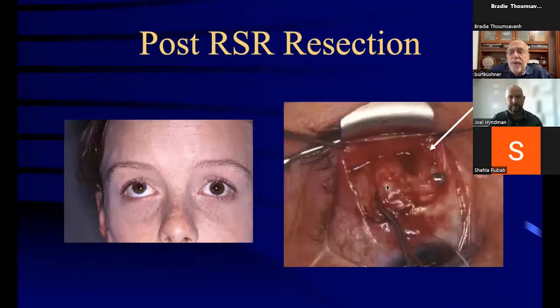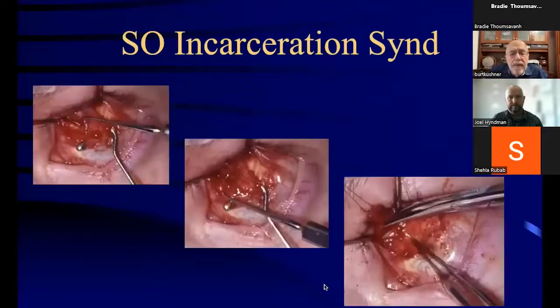Here's the superior rectus, and here's the superior oblique scarred into the superior rectus insertion. See, as you resect the superior rectus, as you drag it forward, you're dragging the superior oblique forward. So this is another example.